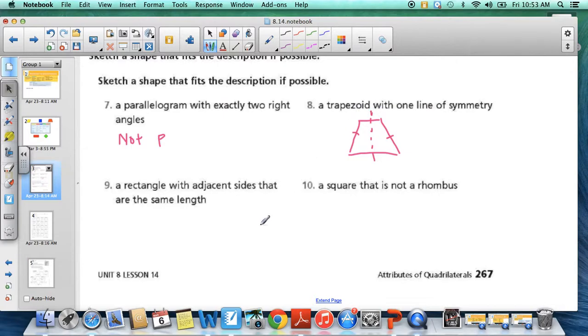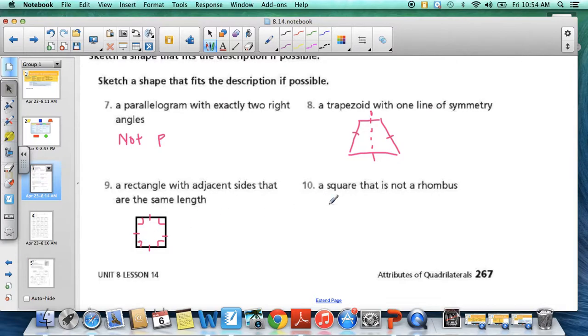Okay, so number 9, a rectangle with adjacent sides that are the same length. So we can definitely do that. I'm just going to pull out this shape for you again. It's a square. All these sides are adjacent, and all of the angles are 90 degrees, so I would draw in the little symbol that signifies that those are 90-degree angles.